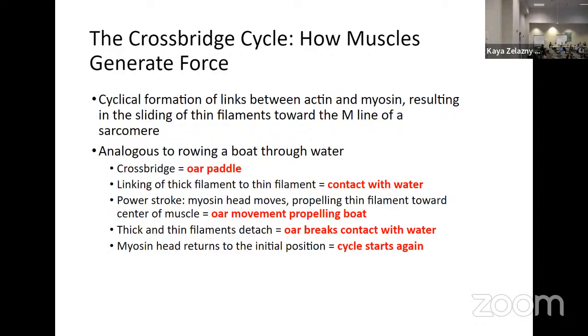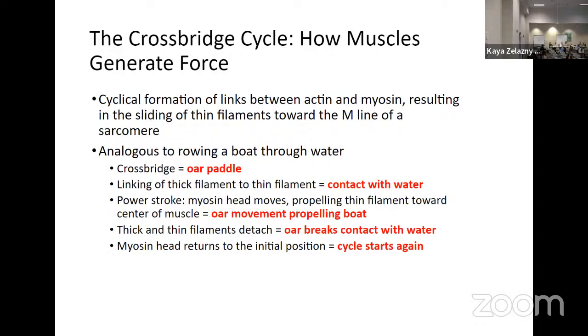And in this case, that's going to be the part where we're propelling the actin, propelling that thin filament towards the center of the muscle. So towards that M line. So this is like our oar movement, propelling the boat forward.